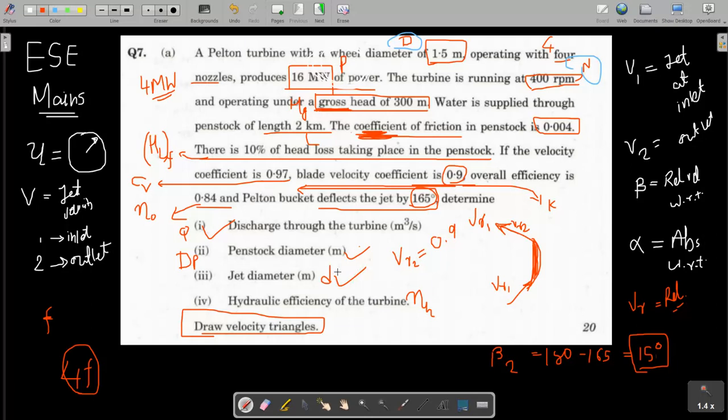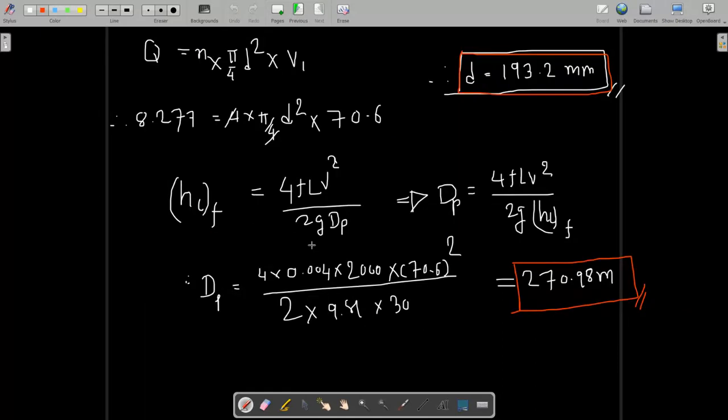Now, hydraulic efficiency of the turbine. So how to find hydraulic efficiency of the turbine? We know the equation of the hydraulic efficiency of the turbine, that is given by U into (V1 minus U) into (1 plus K cos beta 2) by G into net head.